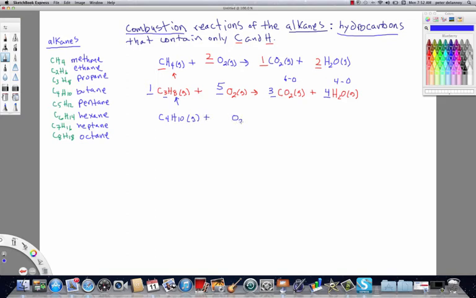And remember, these are straightforward in the sense that a combustion reaction, again, is the reaction of a reactant with oxygen. In the case of your alkanes, the products are always going to be CO2 and water. I'll put my phases in.